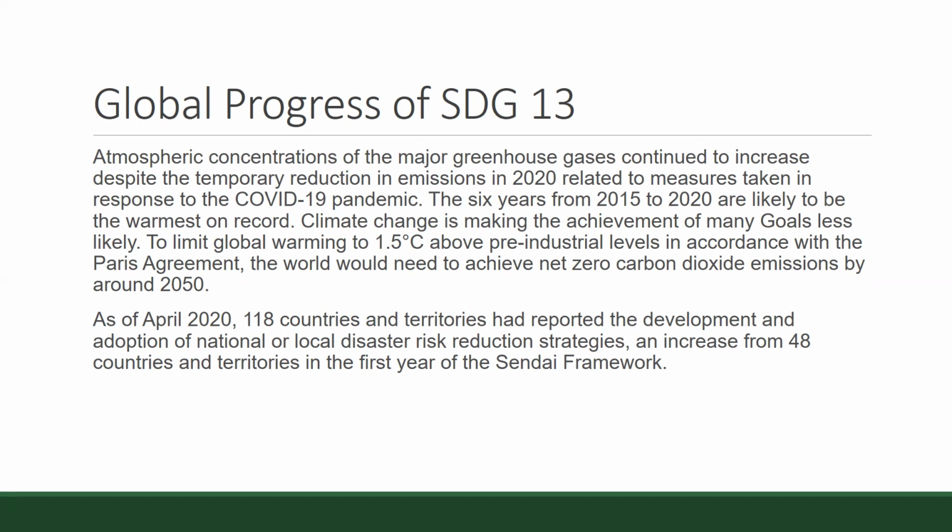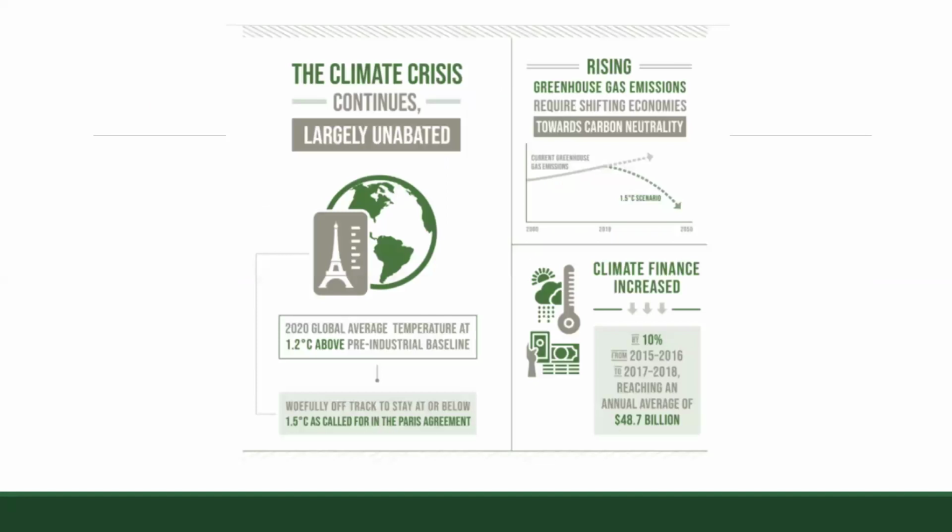As of April 2020, 118 countries and territories had reported the development and adoption of national or local disaster risk reduction strategies, an increase from 48 countries and territories in the first years of the Sendai framework. This is the climate crisis, which is largely continuing unabated.